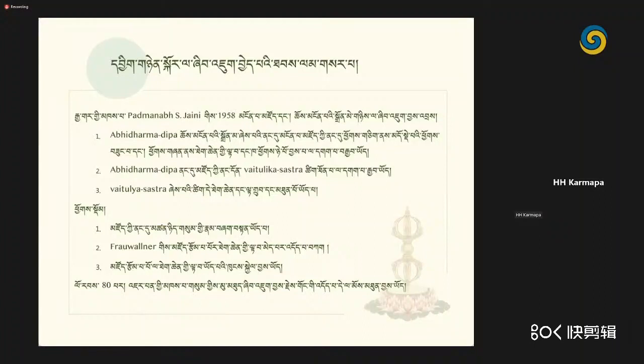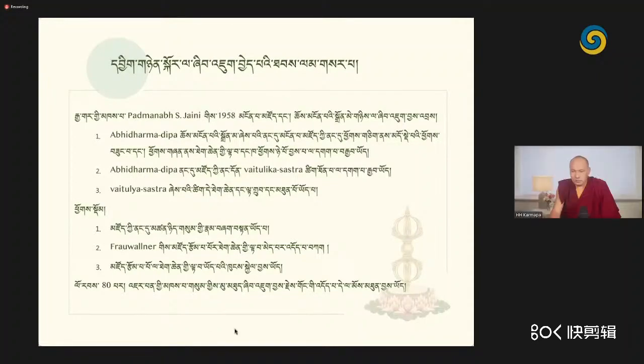Much of the text within the Treasury of Abhidharma is very similar to two different texts. One is called the Vetulika Shastra. If we translate this into Tibetan, I can't say exactly what it would be in Tibetan, but it is the name of a text. And there's another name for the text.